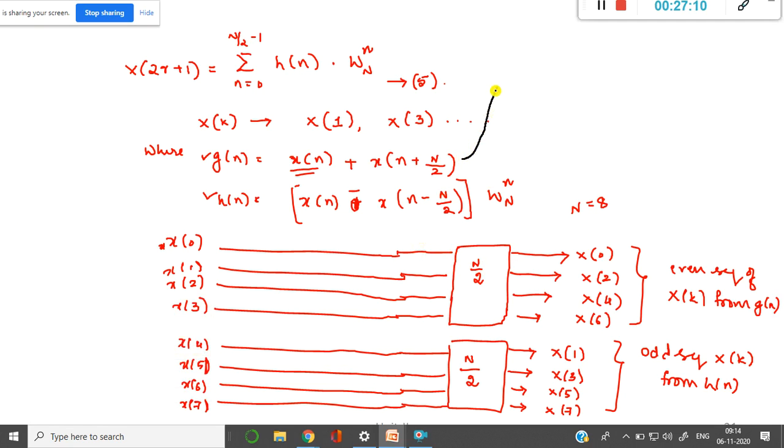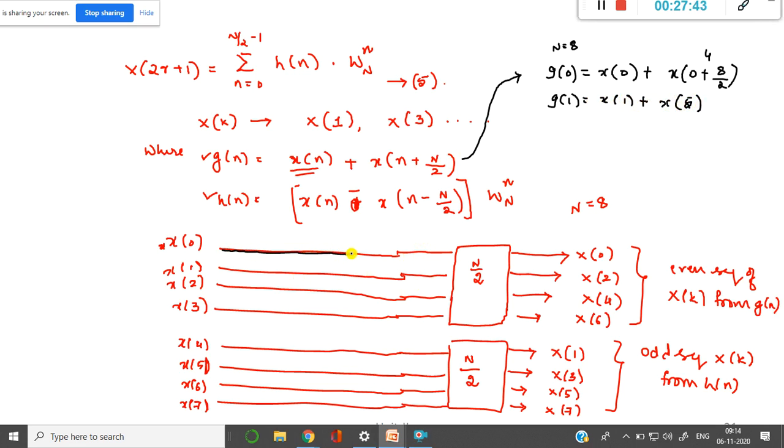Okay, in general, if I want to get g of n, where n equals 8 point, how do you obtain g of 0? Here, first sequence, it is nothing but x of 0 plus x of 0 plus 8 by 2, which is nothing but x of 4, right? So how do you obtain g of 1? x of 1 added with the next half sequence, that is x of 5, right? So g of 0 is going to be obtained from x of 0 added with x of 4. So now you got this as g of 0, right?